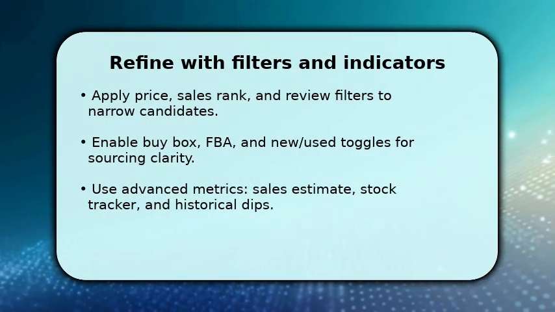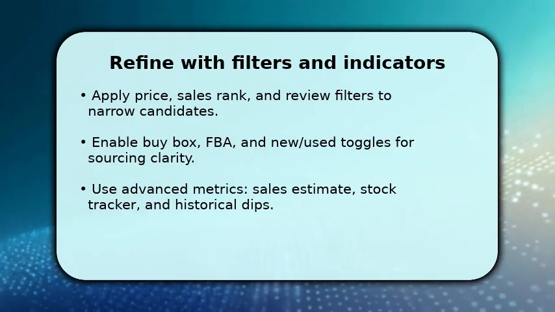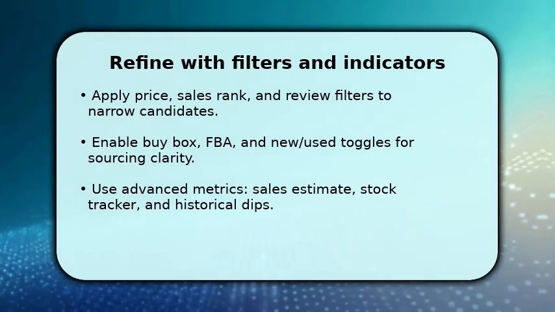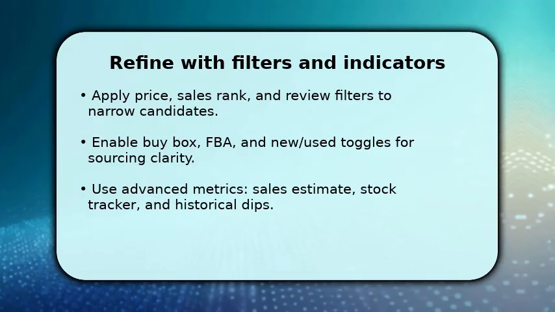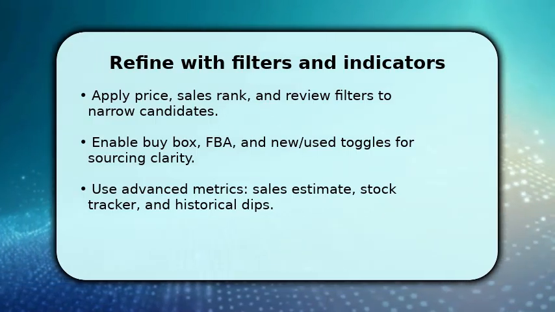Now refine. Set a realistic price range, target sales rank band, and minimum review count to eliminate noise. Then enable buy box and FBA flags to see fulfillment advantages, and switch new versus used to match your sourcing.